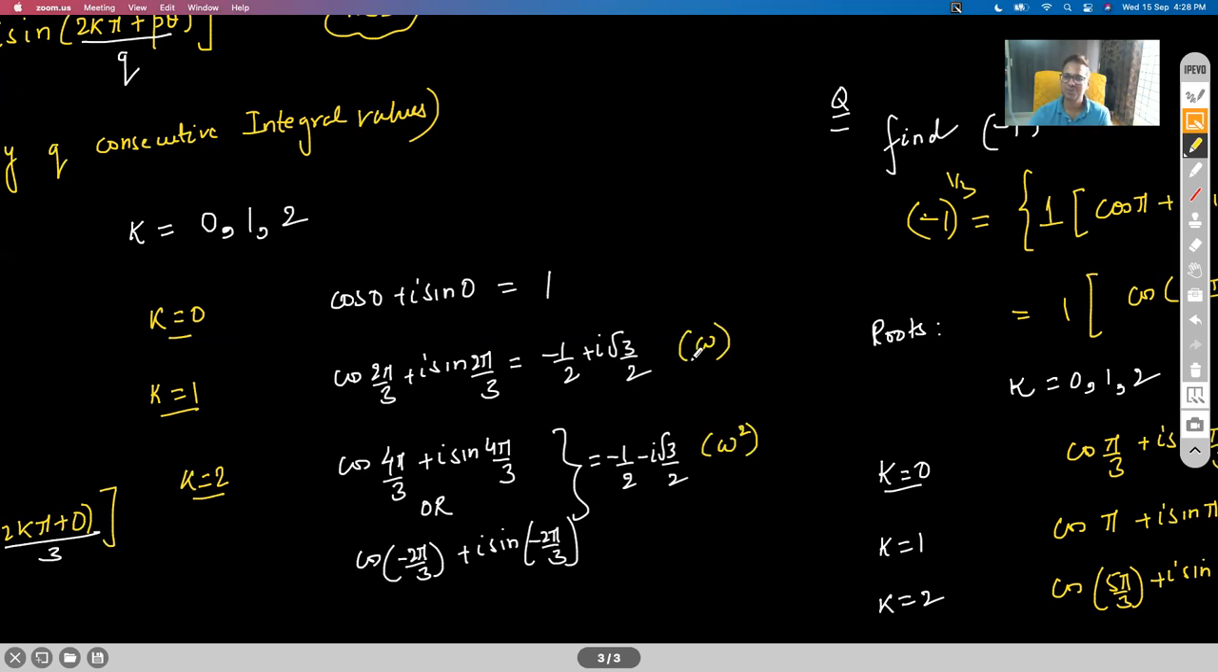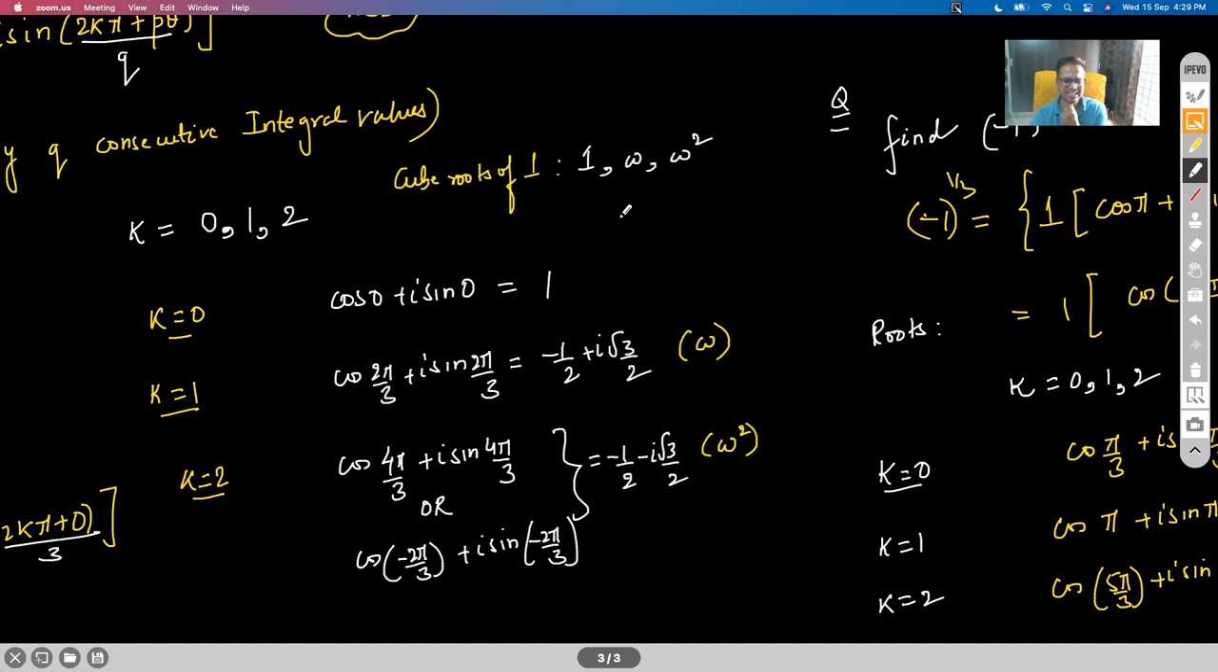Yes, it is actually the square of omega. Because if you square this up, you will realize that by De Moivre's theorem, it will give you cos 4 pi by 3 plus i sin 4 pi by 3, which is exactly this complex number. So this is called omega, and this is called omega square. Hence we normally write the cube roots of 1 as 1, omega, and omega square.